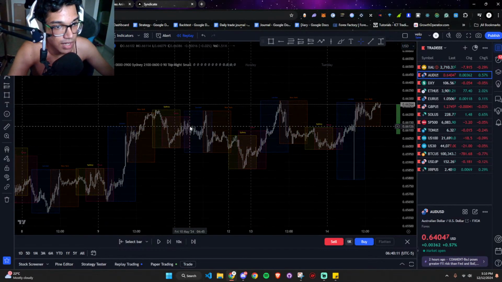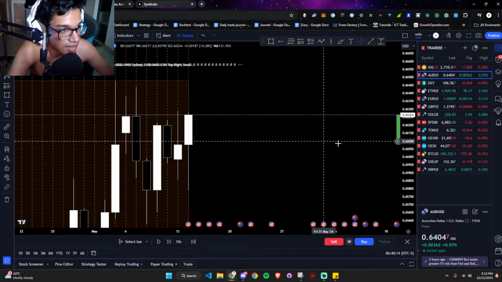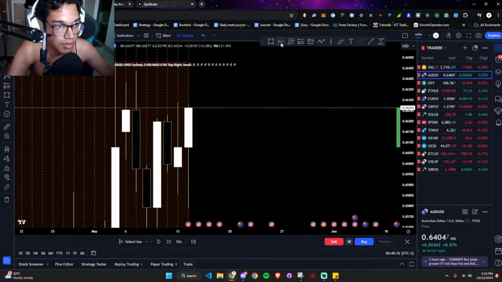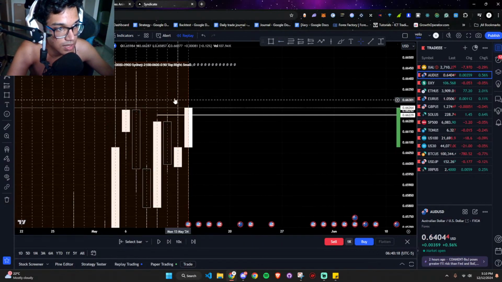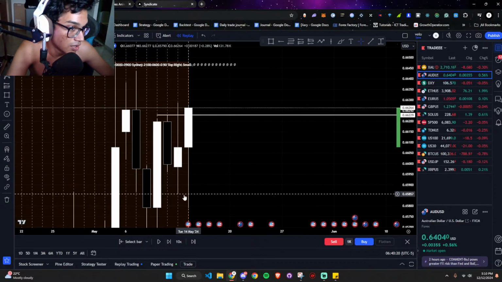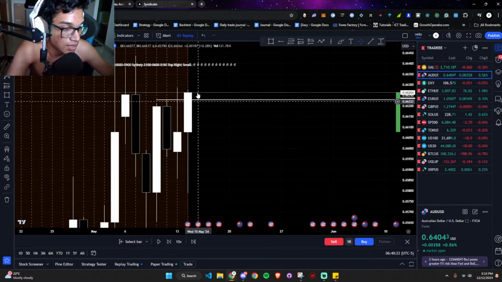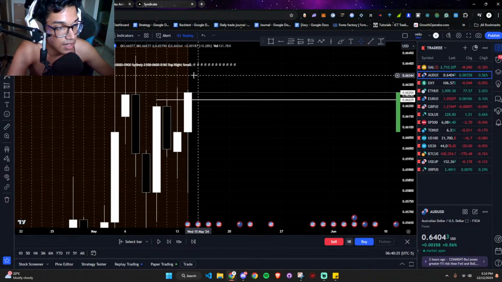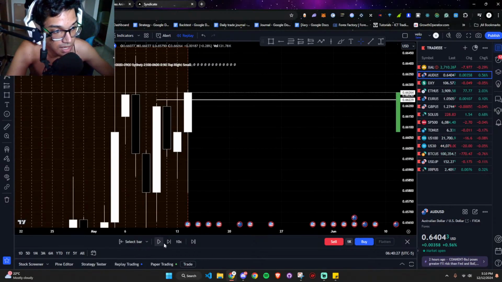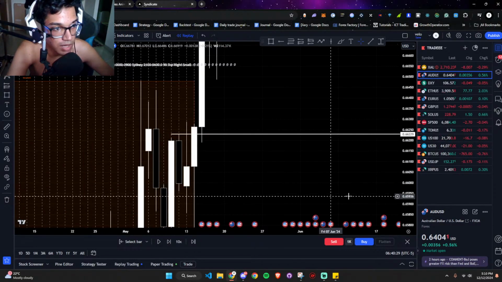So we should be very, very keen with the details. For example, right here, it swept this liquidity, swept this high, but it did not go lower. It rather rejected this price level. So it went here and then it went here. So it's not really a good trade, because boom, it just stomped on you.